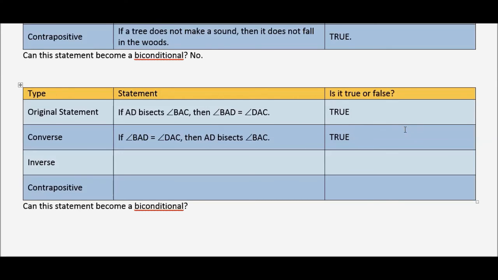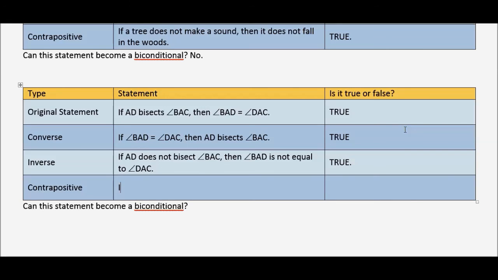These angles are adjacent because they share the vertex A and a common side AD. These are adjacent angles, and they're equal. That's the definition of bisector. The inverse: if AD does not bisect angle BAC, then angle BAD is not equal to angle DAC. Okay? Also a true statement.